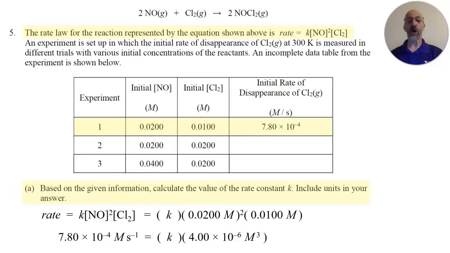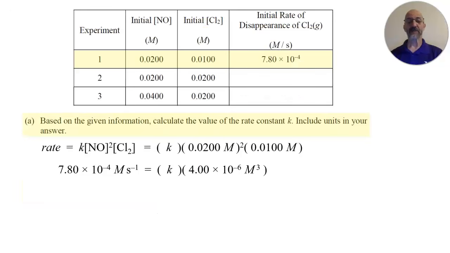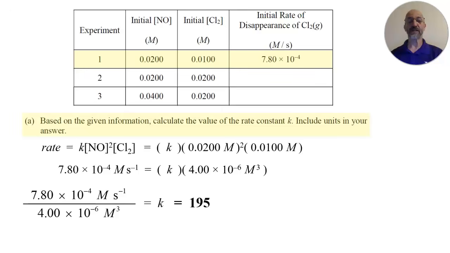So now that I've plugged in all of the numerical values from experiment 1 from the data table, all I have to do right now is to do the math to calculate the value of K and then make sure to include the correct units in my answer. So to get K on a side by itself, I'm going to divide both sides of this equation by 4.00 times 10 to the negative 6 molarity cubed. Now, when I do that math, it will be 7.80 times 10 to the negative 4 divided by 4.00 times 10 to the negative 6, and I get a value of 195.